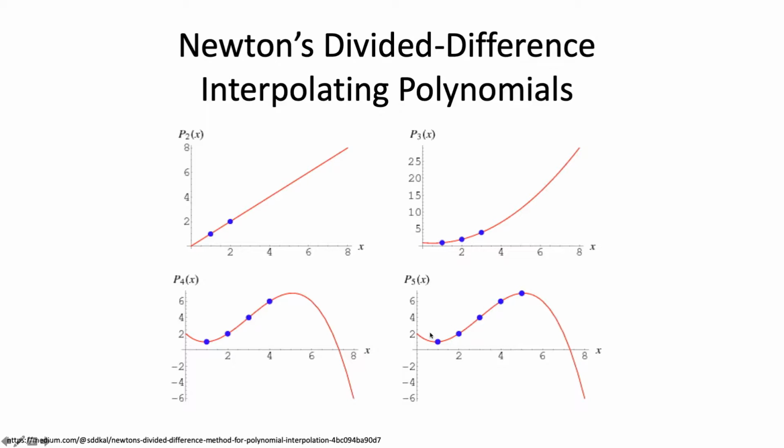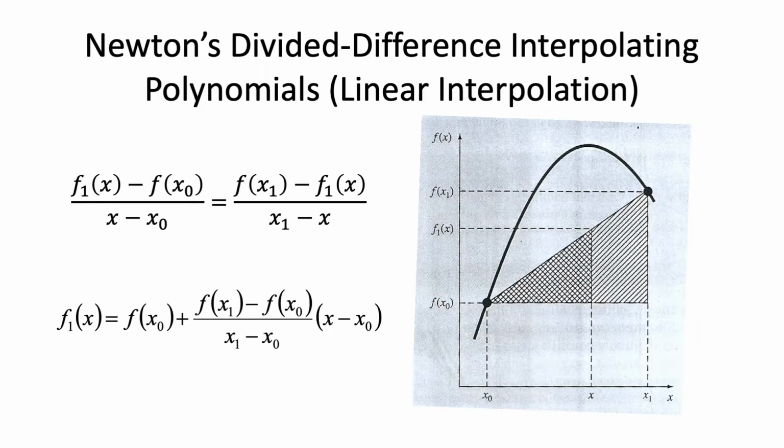The simplest form of interpolation is to connect two data points with a straight line. This technique is called linear interpolation. Using similar triangles, we have the first equation. Here we have the two data points, x0 and f of x0, and x1 and f of x1. We want to know what the value of the function is at x. In order to do that, we use similar triangles. So we compare this triangle with this triangle.